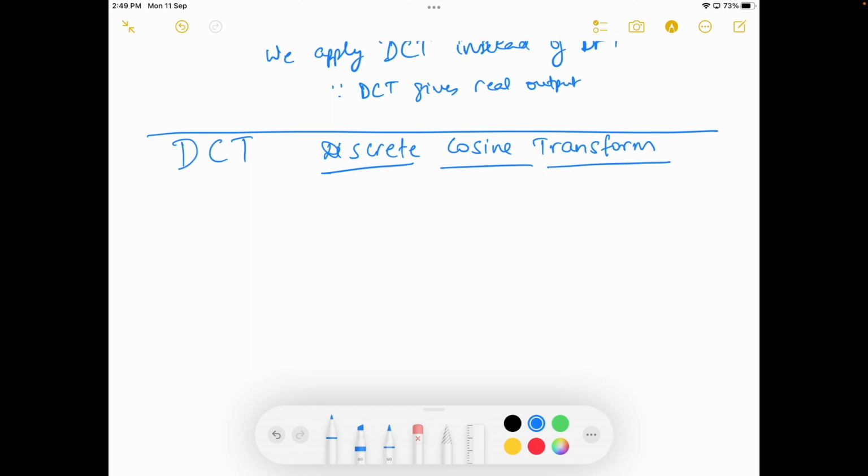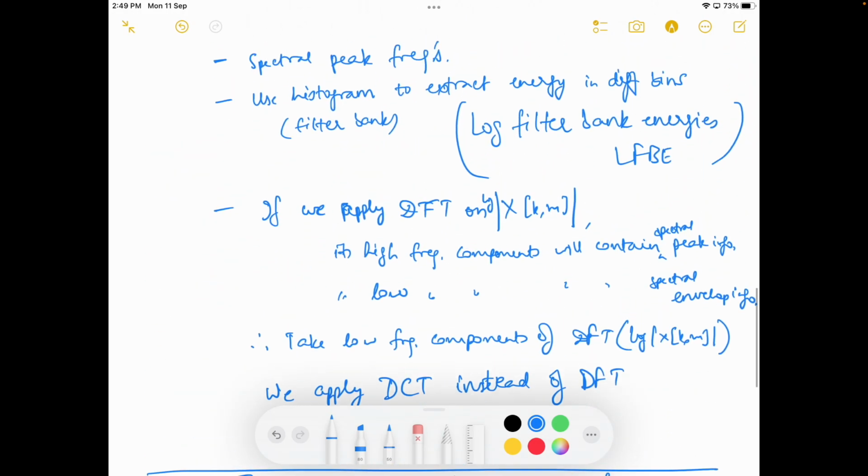Can you explain how you concluded that the high frequency information of the DFT of DFT would have the peak representation and low frequency spectrum? Okay.